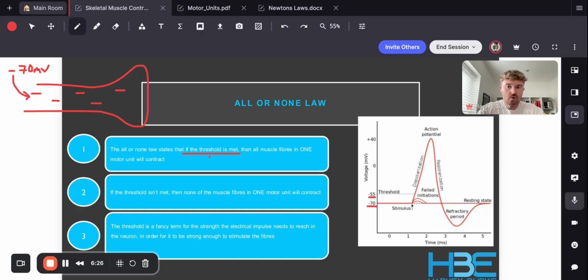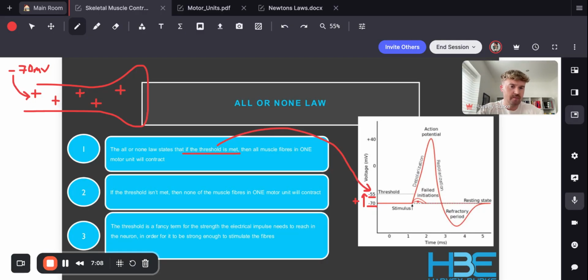And what the all or none law is saying is that a certain threshold has to be met in order for this neuron to fire. And that threshold happens to be this number, -55 millivolts. Therefore, to get from -70 to -55, the inside of the neuron has to become slightly more positive. And if it reaches that value, then the neuron fires, an action potential occurs. An action potential basically is an electrical impulse.